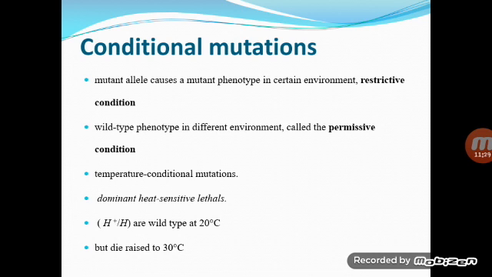Drosophila that is a heterozygote H positive H is wild type at 20 degrees centigrade, and we say this is a permissive condition, but will die if the temperature is raised to 30 degrees centigrade. This is a restrictive condition.